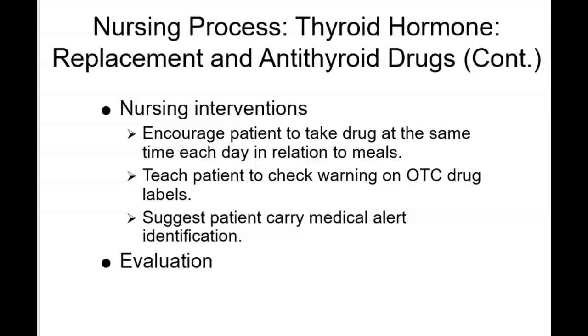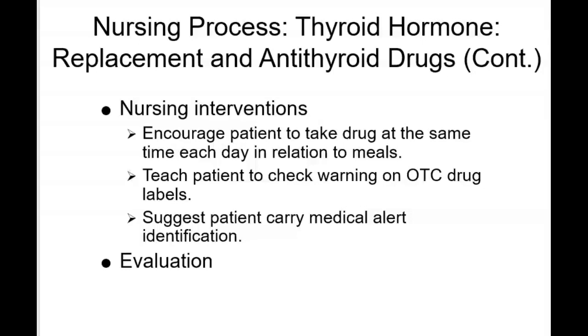In terms of patient teaching, we want to teach the patient to take the drug at the same time each day in relation to meals. We want to teach them to read warnings for over-the-counter drugs, so make sure they're reading labels before taking OTC drugs. Direct patients to report symptoms of hyperthyroidism, such as tachycardia, chest pains, palpitation, and excess sweating that can be caused by drug accumulation or overdosing. Instruct patients that certain foods can interfere with the absorption of thyroid hormones, such as soy products, cruciferous vegetables such as broccoli and cabbage, iodized salt, shellfish, and coffee.